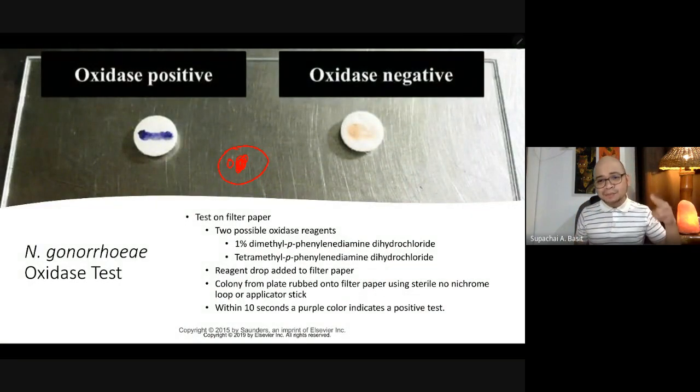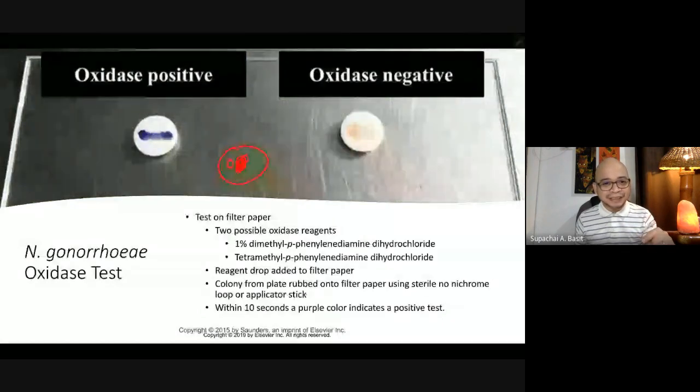There are two possible types of oxidase reagent. It could either be 1% dimethyl paraphenylene diamine dihydrochloride, or tetramethyl paraphenylene diamine dihydrochloride. These are the two active components of the oxidase reagent. We add the reagent on top of the filter paper, and then we get colonies from the plate and rub them on the filter paper using a sterile non-nichrome loop or applicator stick.